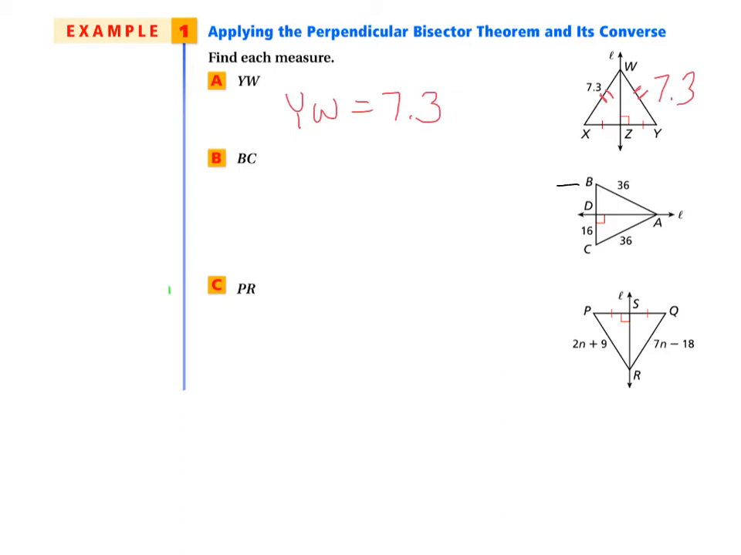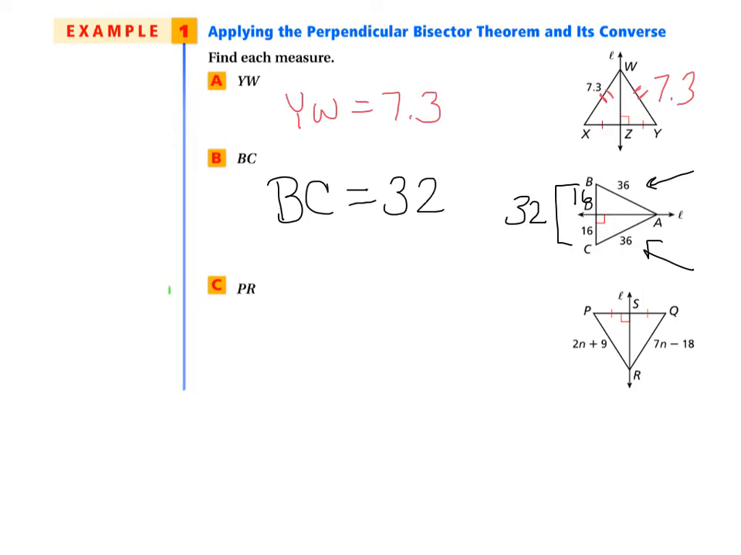BC, we want to find the length of BC. Because we know these two sides are 36, we can say it's because of the converse of the perpendicular bisector. We know that because of the definition of segment bisector, if something is bisected, this would also be 16, and therefore the distance would be twice that, which is 32. So BC would equal 32.